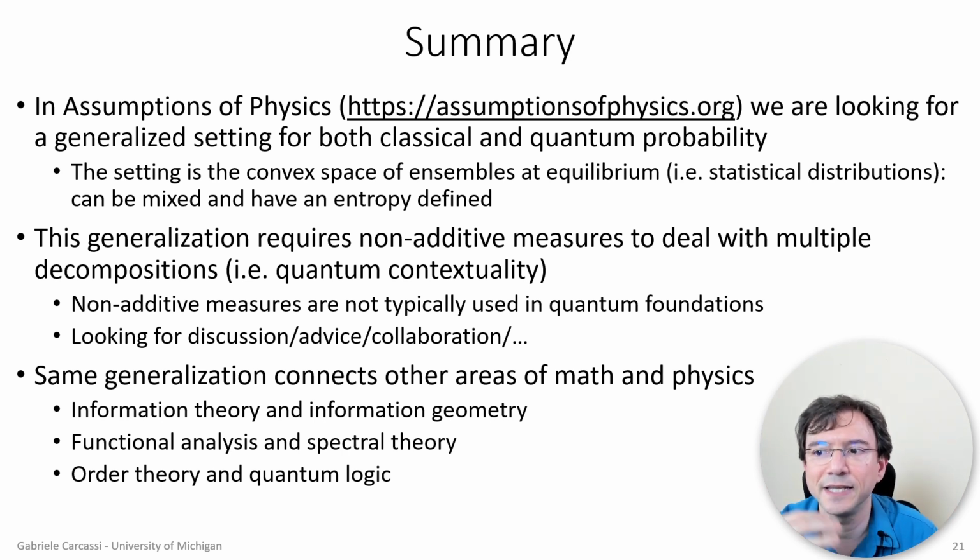And the setting is this idea of a convex space of ensembles at equilibrium that, since they're at equilibrium, have an entropy, and then we can mix them, and that's the only thing that we need to require from the states. And again, the good thing for me is that all those things are operationally well defined, things that we know what they mean experimentally. This generalization requires non-additive measures to deal with multiple decompositions, the idea that we have contextuality in quantum mechanics.